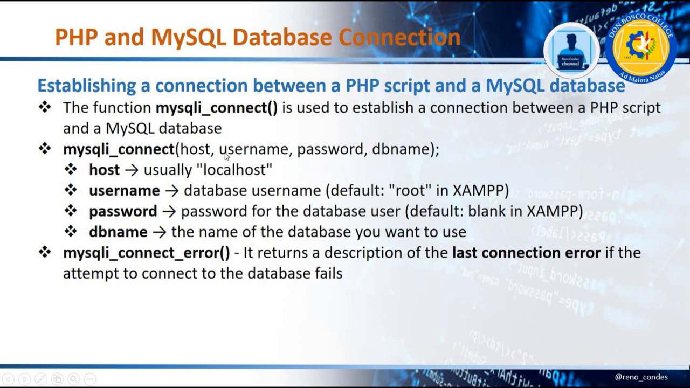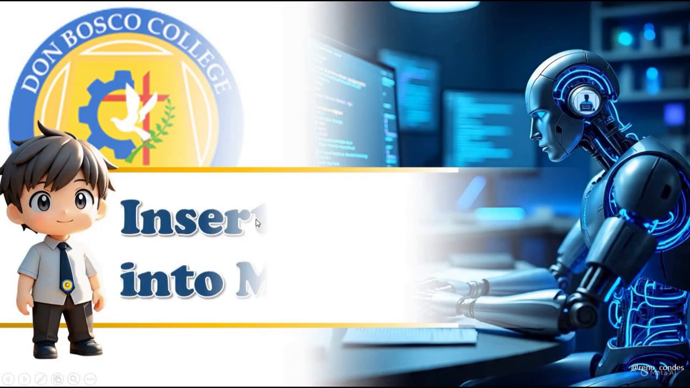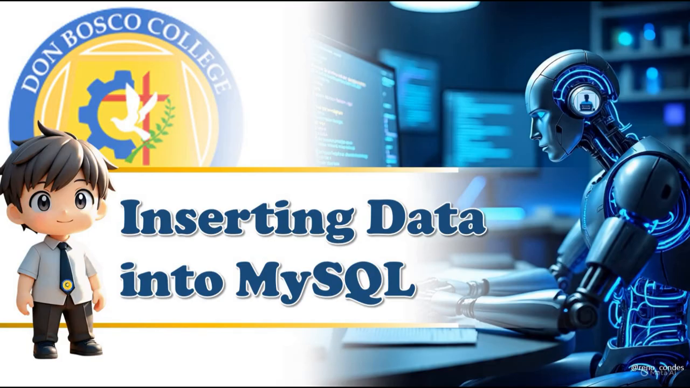Host is usually localhost, username is the database username, default is root in XAMPP, password is for the database user, default is blank in XAMPP, and DB name is the name of the database you want to use. mysqli_connect_error returns a description of the last connection error if the attempt to connect to the database fails. Next, let us proceed to inserting data into the MySQL database.